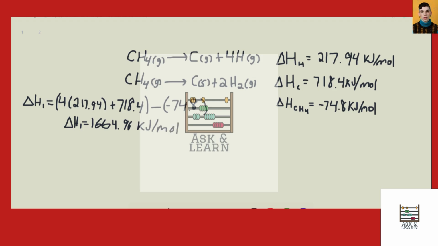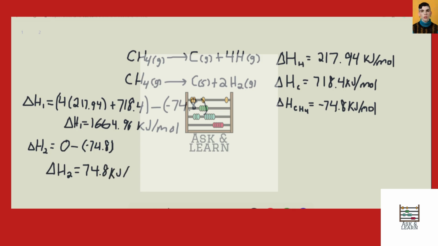Now, if we do delta H2 next, remember, the delta H of formation for elements in their standard state is always going to be 0. So delta H for carbon and H2 are 0, so the delta H for our product is 0. And we subtract negative 74.8 kilojoules. So delta H2 is equal to positive 74.8 kilojoules.